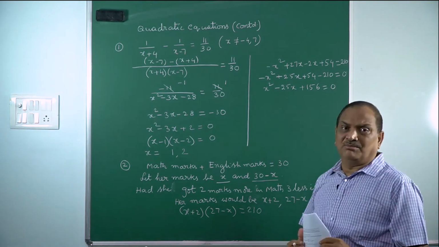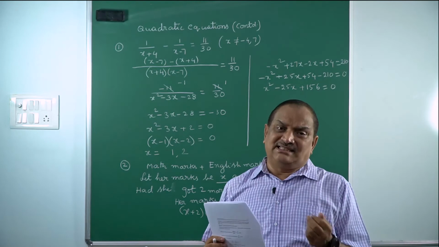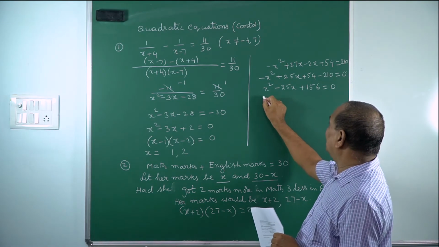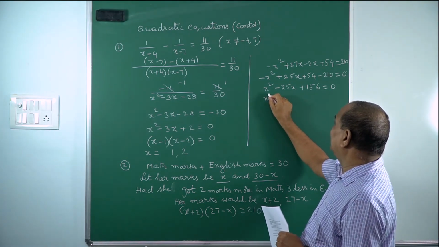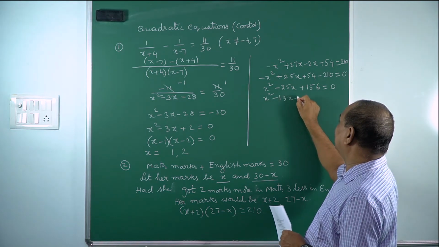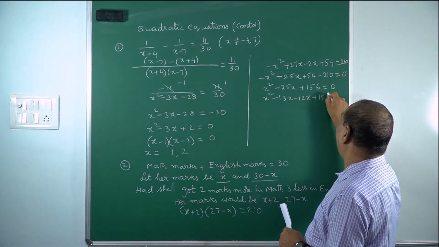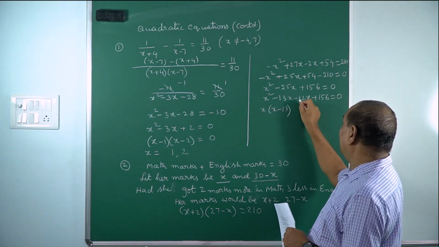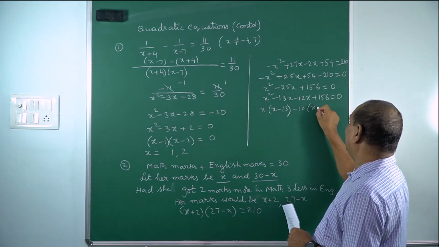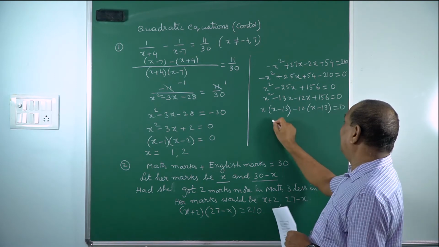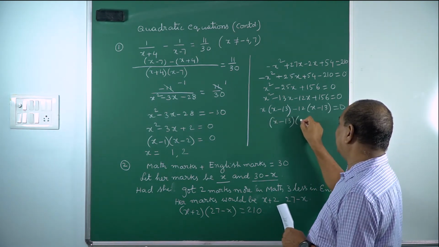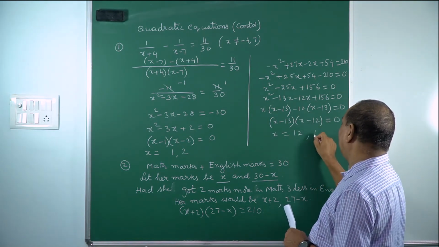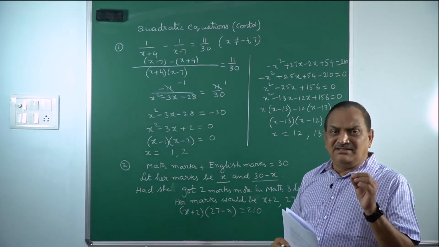If you look at the problem, you can easily guess that 156 is 12 times 13. 12 and 13 add up to this 25. So I write the factors directly. Anyway, I write one more step. X square minus 13x minus 12x plus 156 equals 0. And x times x minus 13, out of these two, 12 is a common factor, x minus 13. And x minus 13 times x minus 12 equals 0. X value is 12 or 13. So it is easy for us to guess.